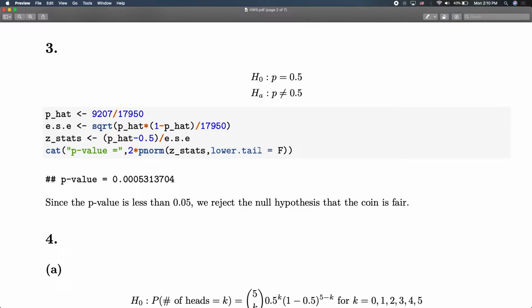with the test statistic and lower tail equal to false. This is probably going to be some positive value, so we let lower tail equal to false, and it's a two-sided test. So don't forget to multiply by 2, and then we have the p-value here. It is less than 0.05, so we reject the null that p is equal to 0.5.